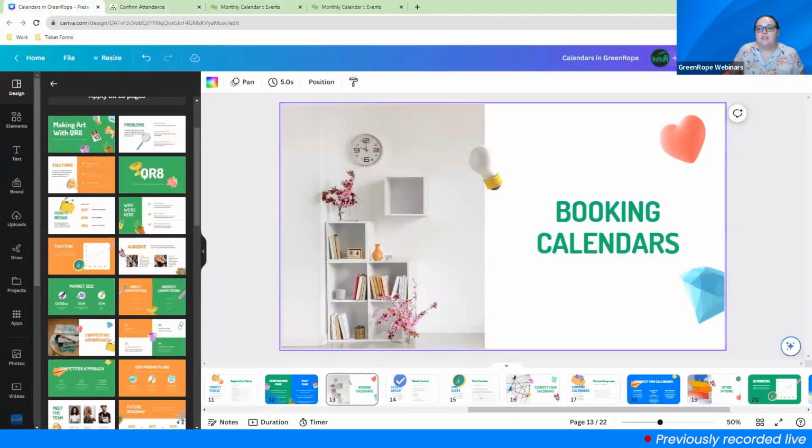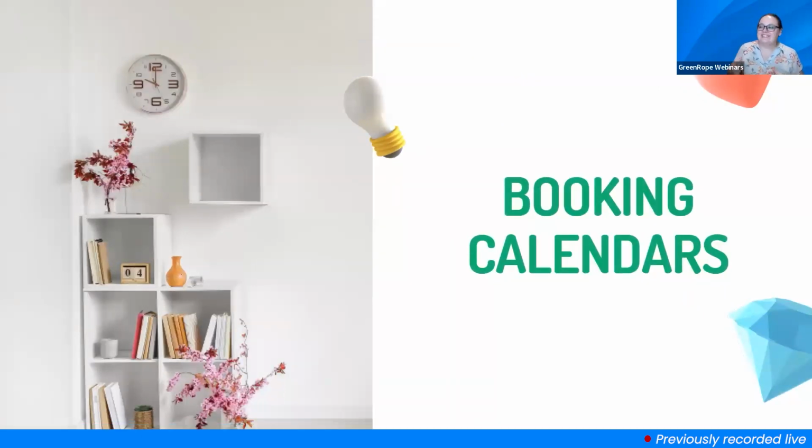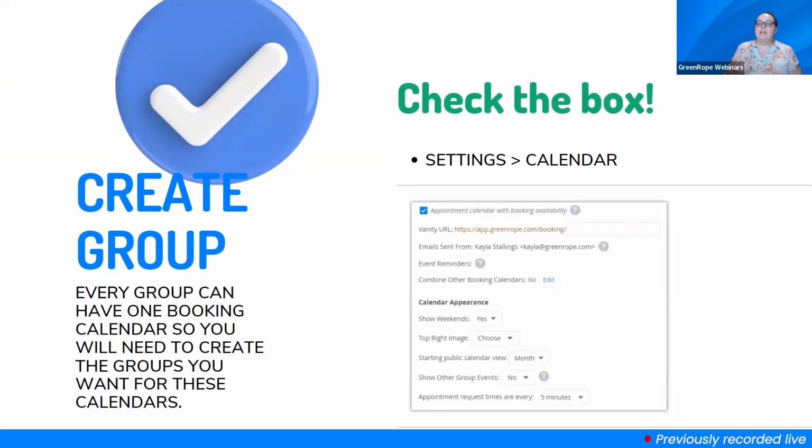But let's go ahead and shift gears and talk a little bit about booking calendars. There's a lot to do with calendars, so I'm trying to get through it all by the hour, so I know it has to go a little over. All right, so booking calendars. Within the system, any group that has a calendar in it can also have a booking calendar. You can only have one booking calendar per group. So this is a little bit different in that you can't have multiple per group.